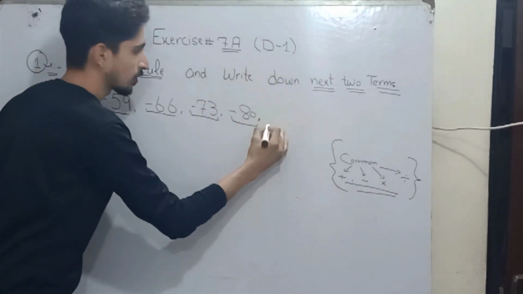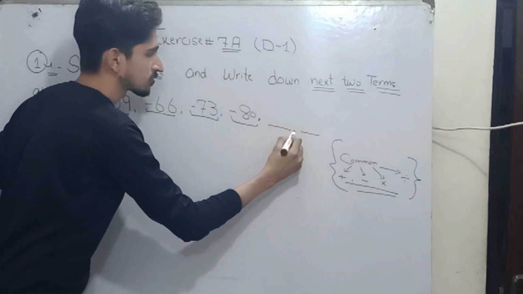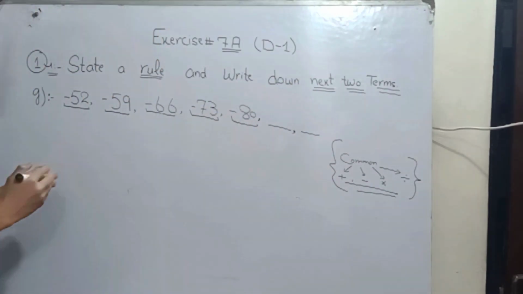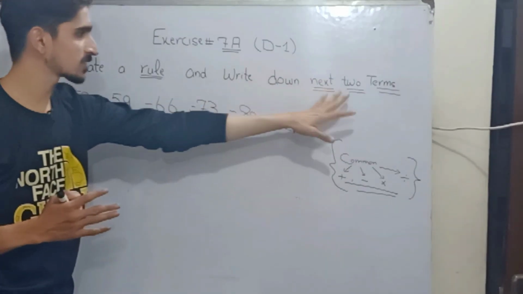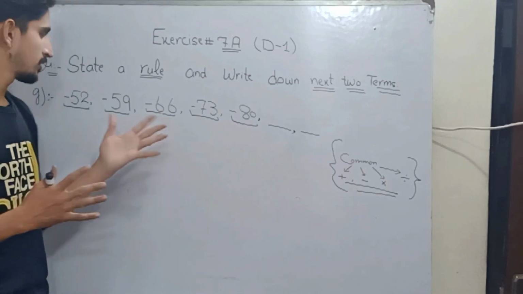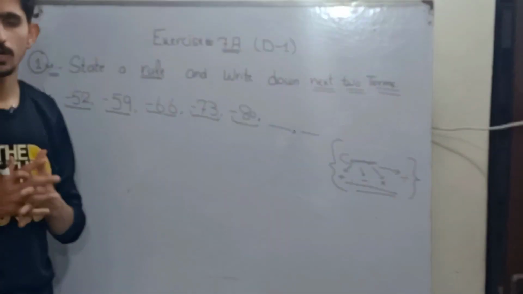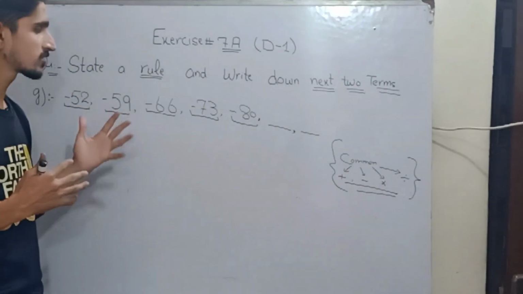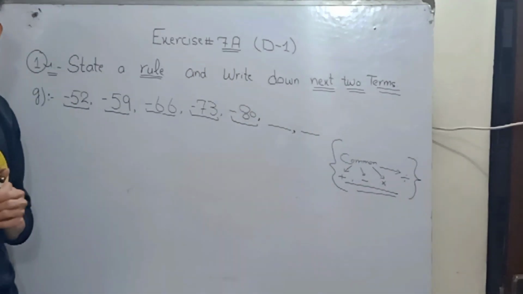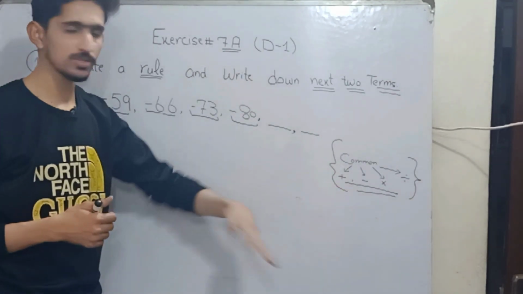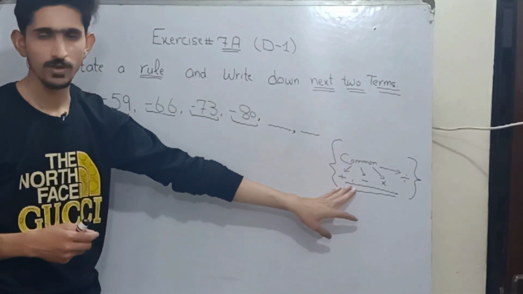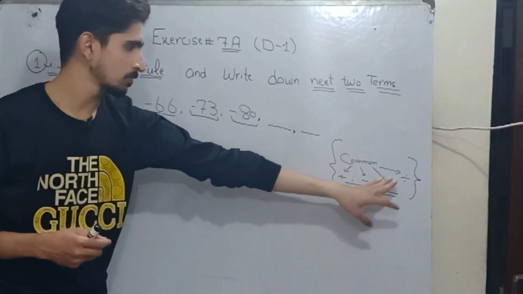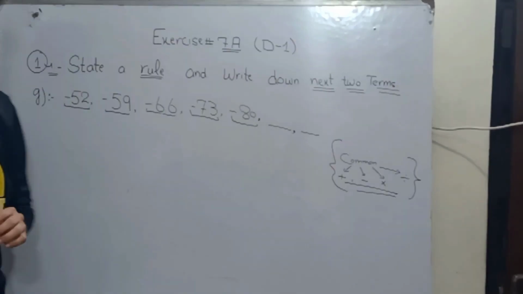As well as for the part, next we need to generate the next two terms. So for the question we just need to write the rule as well as the next two terms. For this one we just need to clear the basic logic of a sequence, which thing will be common. There are four things that will be common: either positive, negative, multiplication or division.